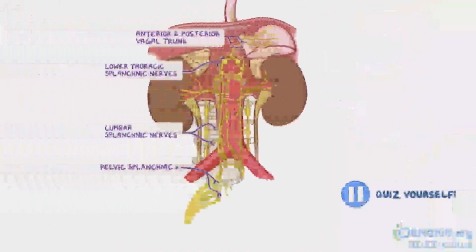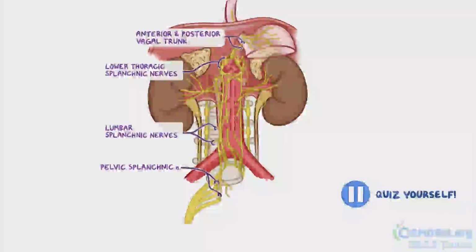One last pause before we recap. Can you try to remember which nerves provide parasympathetic innervation to the abdominal viscera?